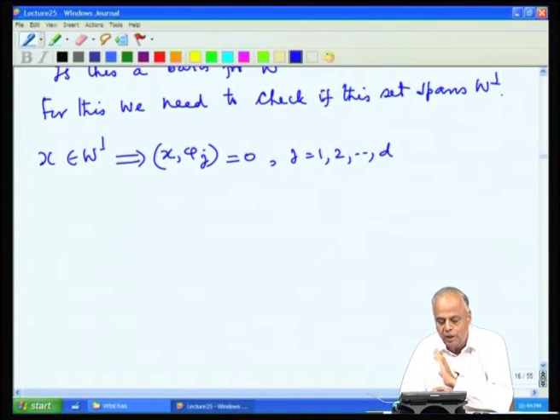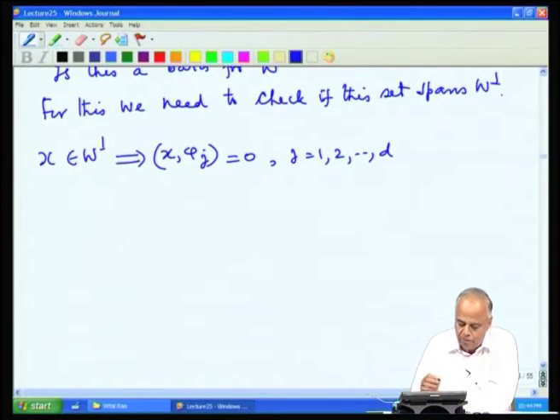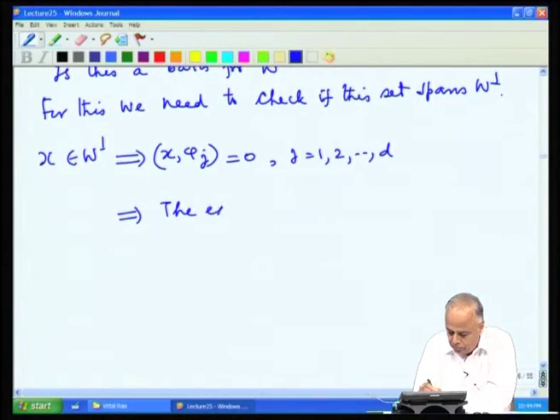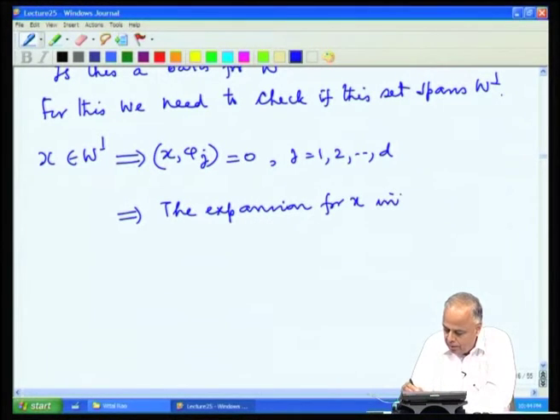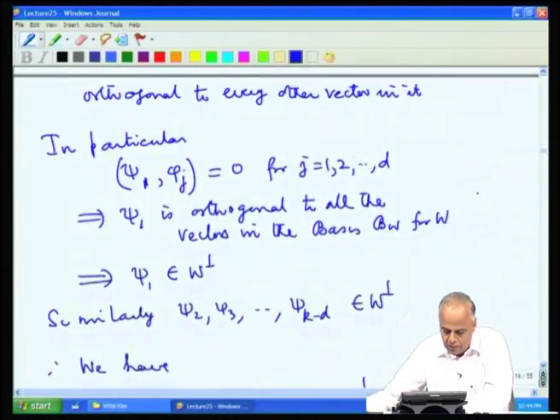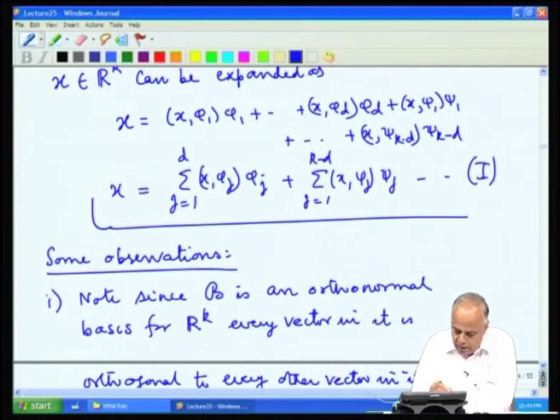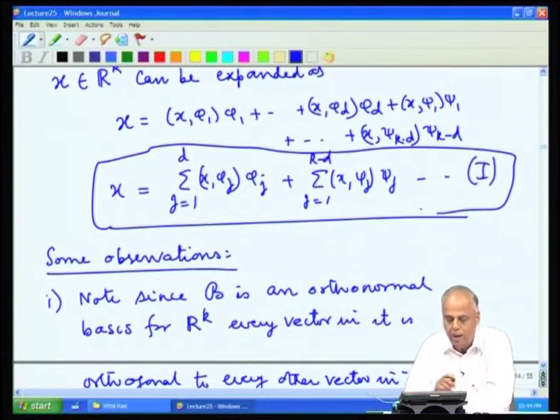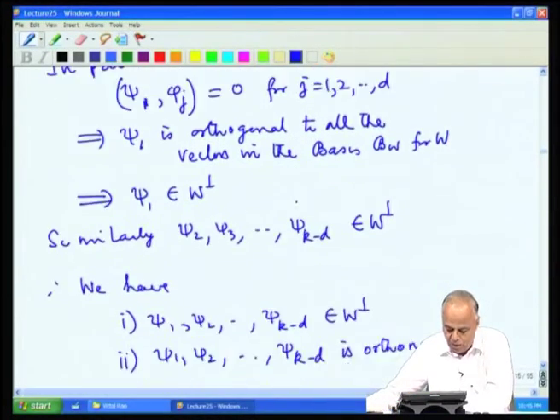Now, phi 1, phi 2, up to phi d form a basis for W, and therefore, x must be orthogonal to phi 1, phi 2, up to phi d. And that means the expansion for x in terms of B. Remember, we had this equation 1 which said that any vector can be expanded in this form. Now, in particular, if I have taken the x for which all the x dot phi j's are 0, the only thing I will get is the remaining part.